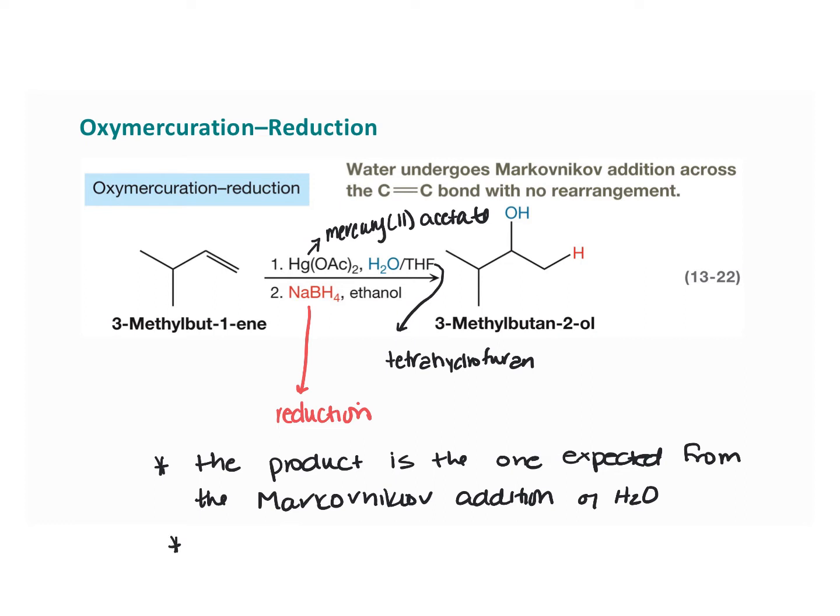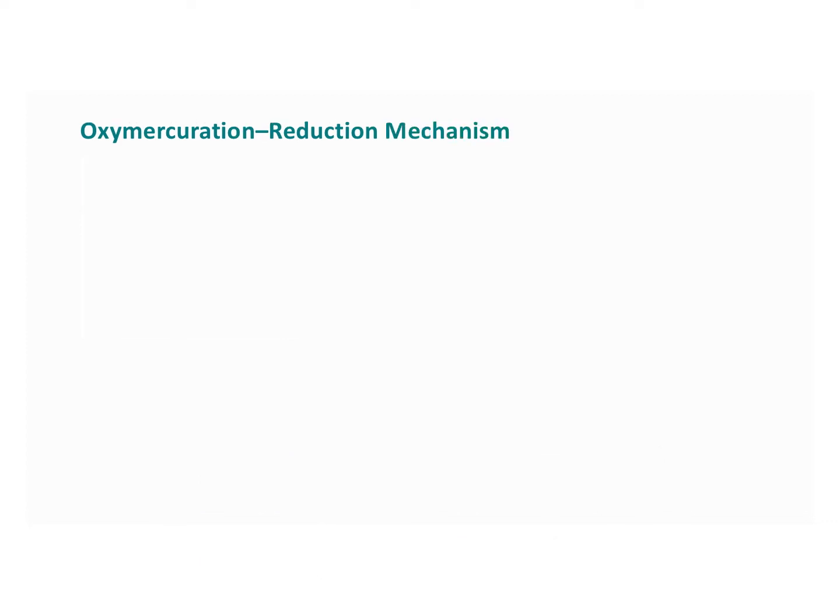And then the other thing, and this is the big thing that makes this advantageous, is that carbocation rearrangement does not take place. Okay, and so we don't have a carbocation rearrangement that we really have to worry about here. Now, to better understand this, let's look at the mechanism. So when we look at this mechanism, the first thing that you need to be able to do is draw the mercury(II) acetate, which, if you remember from the previous slide, is Hg(OAc)2.